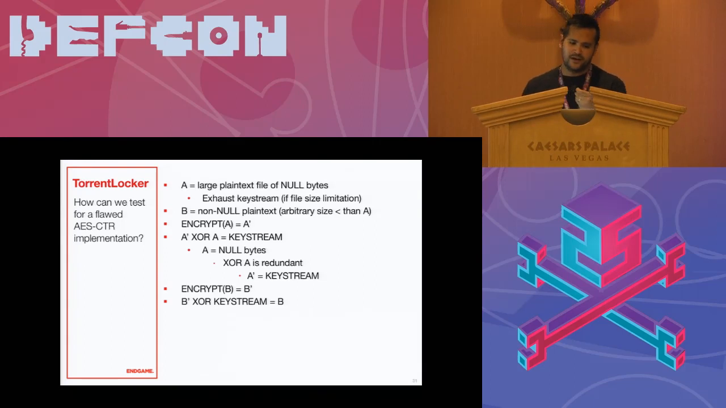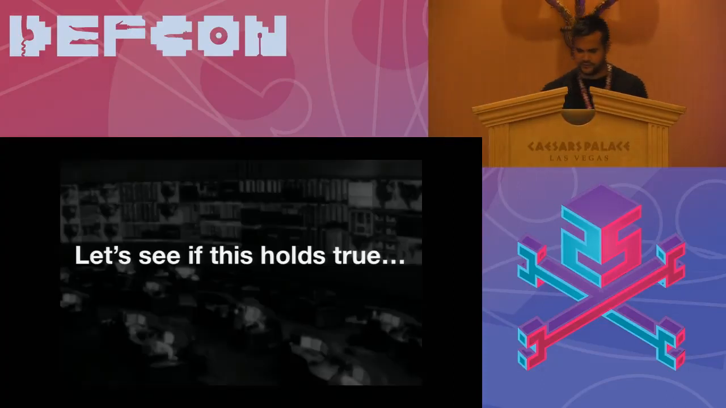Okay? And then we encrypt the second file, B, resulting in B prime, and then we take that and XOR it by the keystream that we generated from A, and that should result in our plaintext for B. So that's what we're proposing, so let's see if this actually holds true.